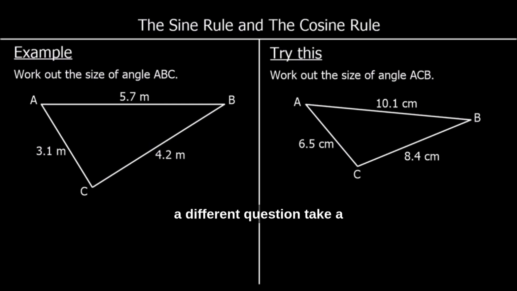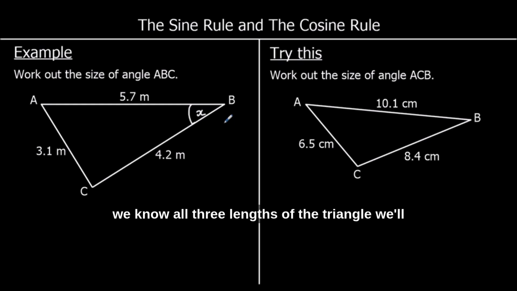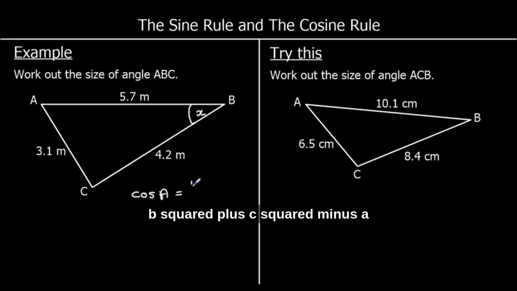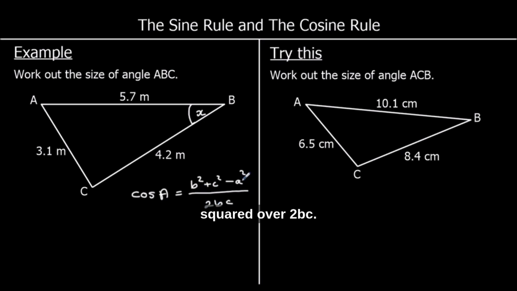Okay, a different question. Take a second to figure out what rule we're using here. So we are working out the first one, angle ABC, A to B to C. That's this one. And we know all 3 lengths of the triangle. We're working out an angle, so that's the cosine rule for angles. So that one is cos A equals B squared plus C squared minus A squared over 2BC.